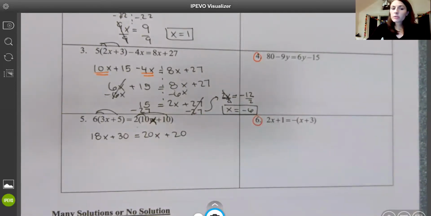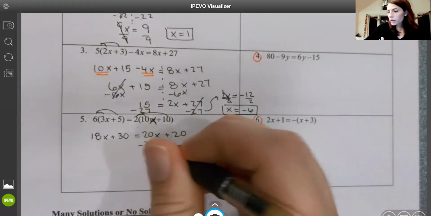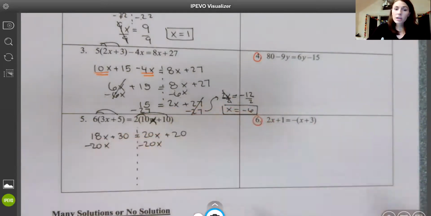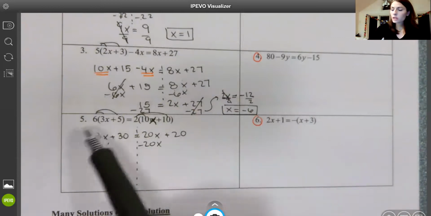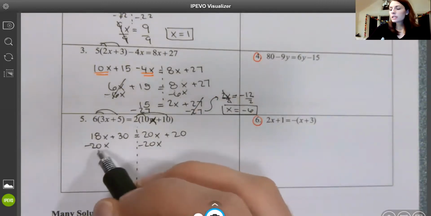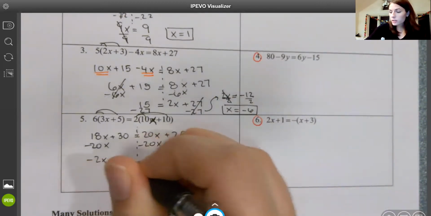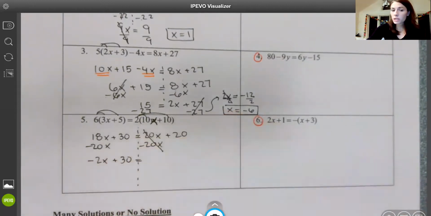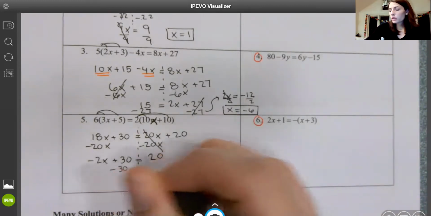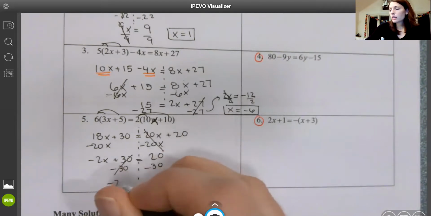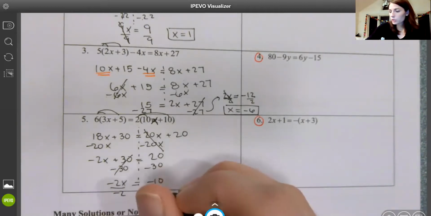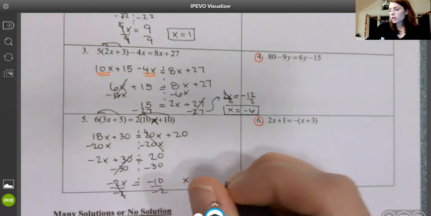And now I want to collect my variable to one side. This time I'll subtract 20x. So notice I skipped over that second step, which was combine like terms. That's just because I didn't have any like terms. So I cleared my parentheses, no like terms. Okay, let's get my variable to one side. 18 take away 20 is going to leave me with negative 2x plus 30 equals, variables would cancel on this side, leaves me with 20. And now I'm just solving, so I subtract 30, and I get negative 2x equals negative 10, and I just divide by negative 2, and I get x equals 5.